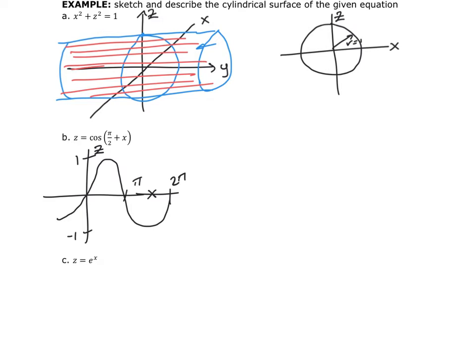Now, in 3 dimensions, I know what the trace looks like. This is my trace. I also know my rulings are parallel to the y-axis.